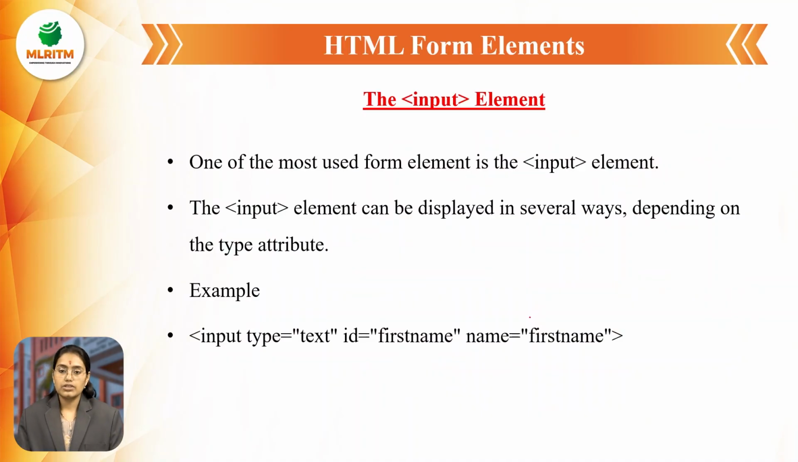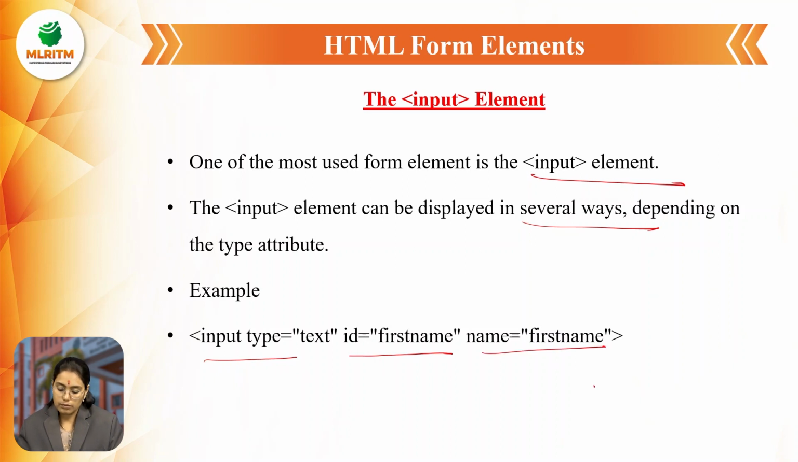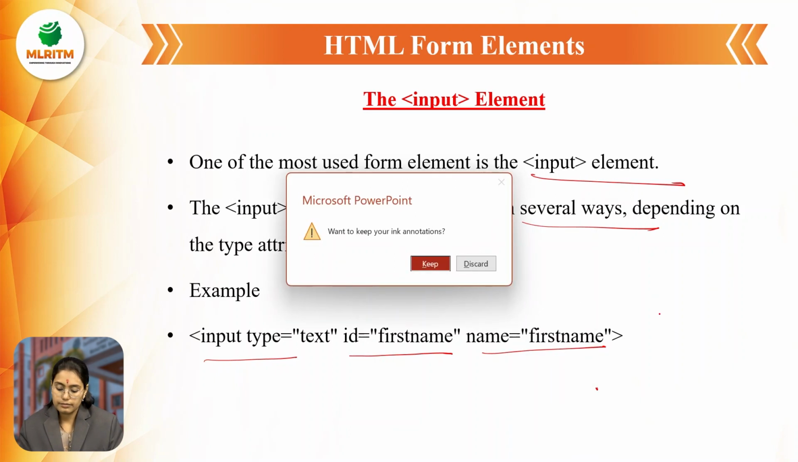Now, coming to HTML form elements. How many form elements are there? First, we have used the input element. One of the most important form elements is the input element. The input element can be displayed in several ways depending on the type attribute. For example, input type equal to text, ID equal to first name, and last name equal to ID.